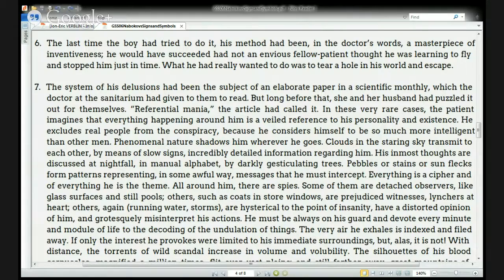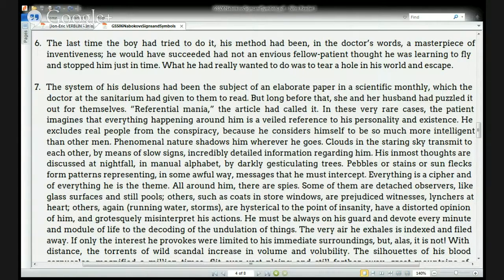So this is his way of trying to kill himself. We don't really know what he did, but we can hear it through the psychologist. He was trying to tear a hole in his world and escape, we can only imagine what he was really doing. Well, why don't you continue for the first half of paragraph 7, Claudio, and then Anthony and Atoli can take over. Go ahead, Claudio, continue.